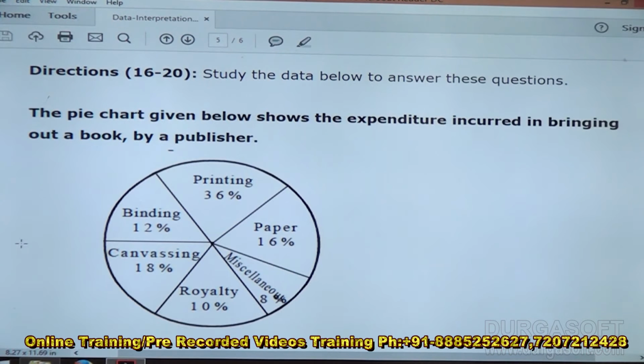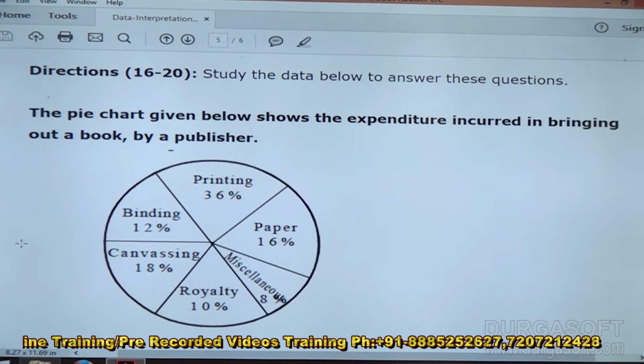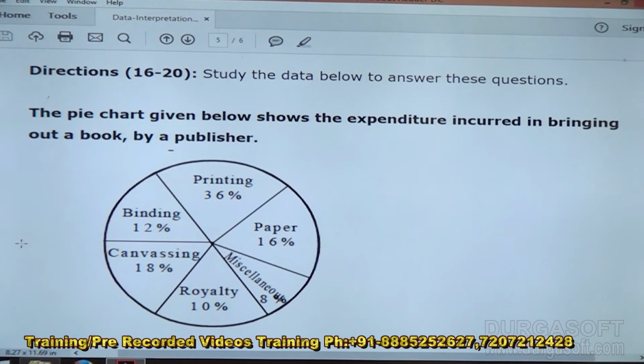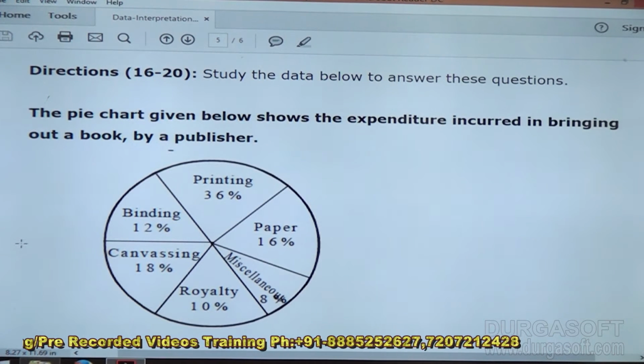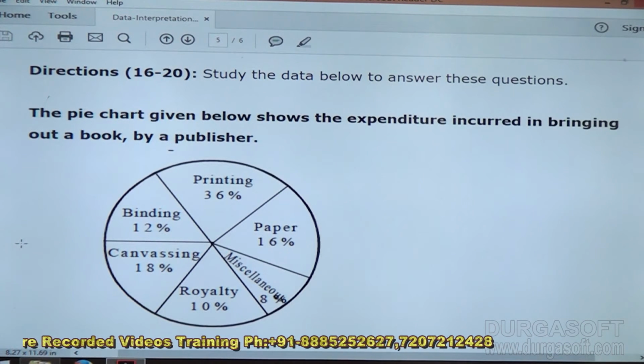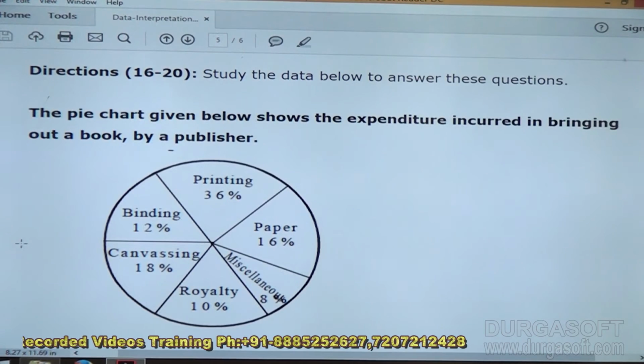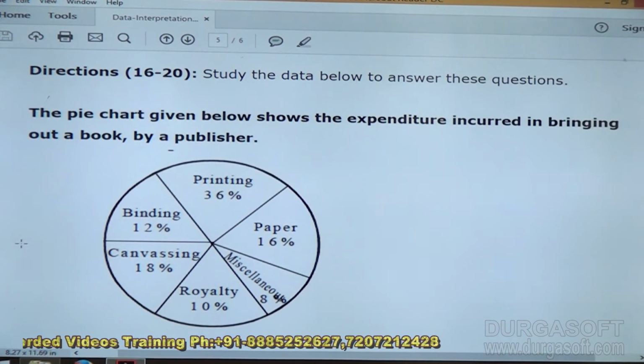Now based on this data, there will be some questions asked. In some cases they will tell the total expense incurred in publishing the book, so that based on these percentage values, we will have to calculate each and every expense. However, here the total expense is not given, only the percentage expenses are given. Now based on this, we will try to calculate the questions given below.